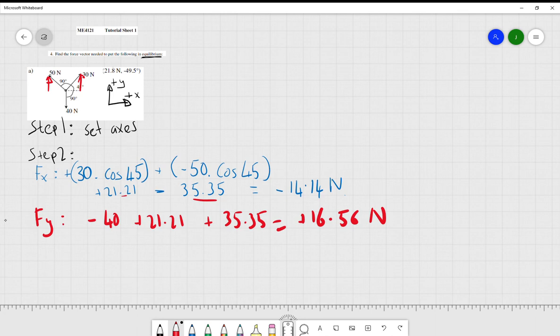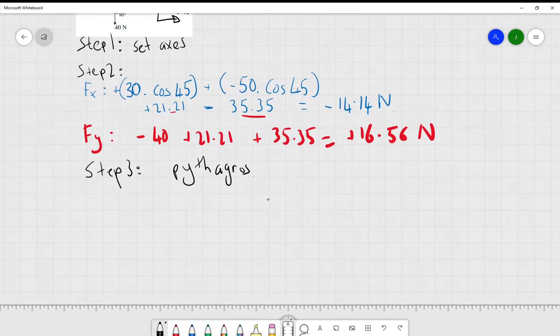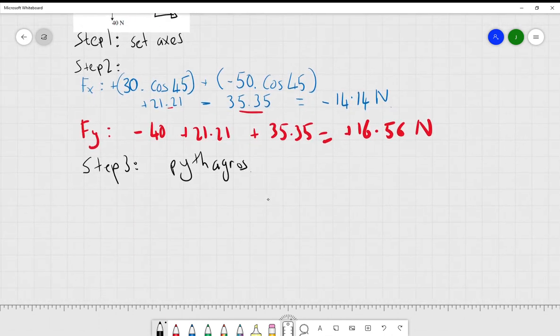Alright, so step 3 then is to find the resultant using Pythagoras. So step 3 is Pythagoras. I spelled it right. Okay, so you also get a good idea of the direction after the fact, but we'll just quickly use Pythagoras. So our resultant, which we'll call r squared, equals 14.14 squared. You can leave the negative in, but it'll just go to a positive, and 16.56 squared. Okay.